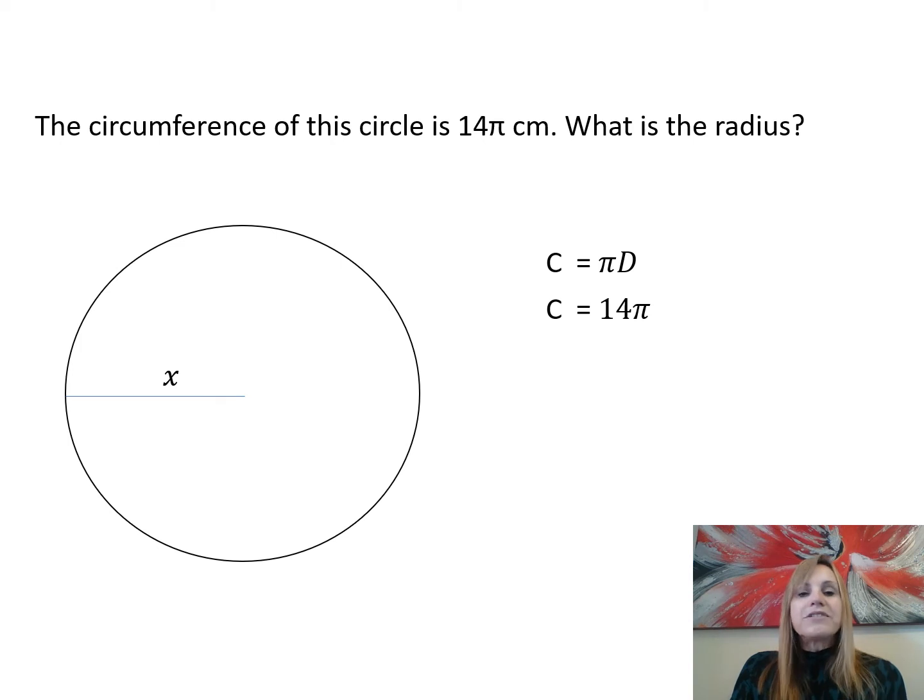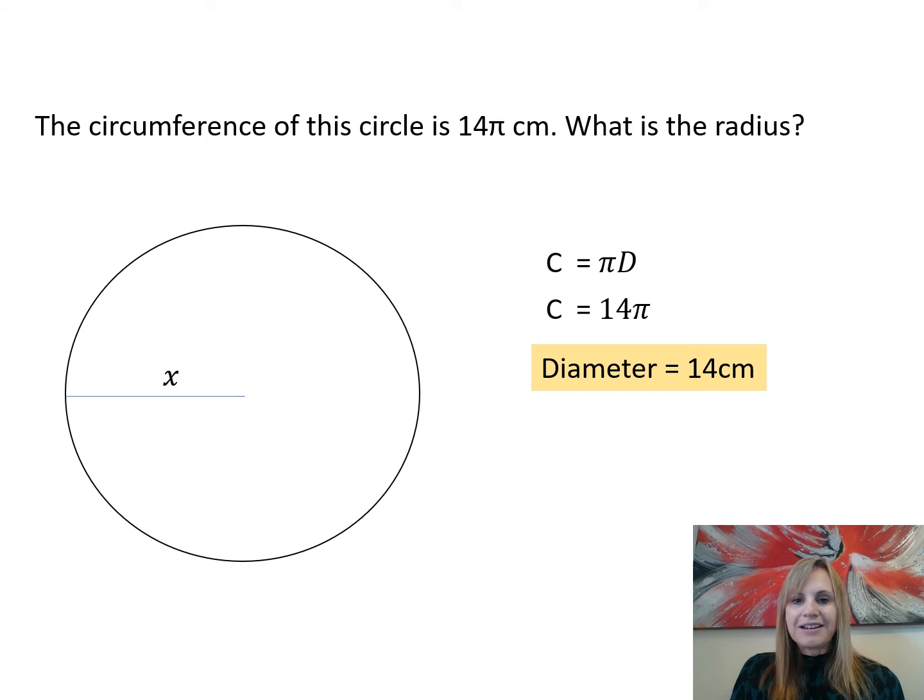So the circumference is 14 pi, we were told that in the question. And so the diameter is just 14, because 14 pi divided by pi is just 14. Now we needed the radius and not the diameter. So the diameter goes all the way across the circle. The radius is only halfway across the circle. So we halve 14 to give the radius of 7 centimetres.